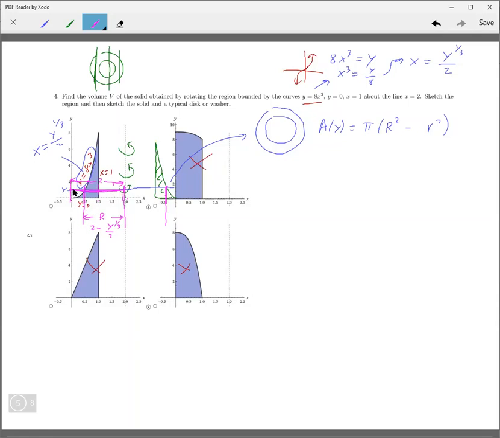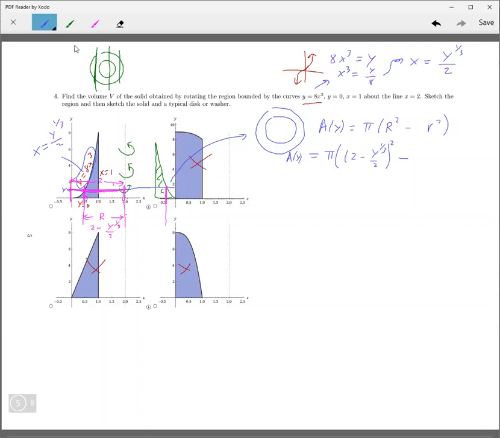So once again, the whole distance is 2. From here to here is 2. From here to here is y to the 1/3 over 2. So that's what x is. And this is x right here, and x is y to the 1/3 over 2. So that's this distance here. So this distance from there to there is going to be 2 minus that. So that's going to be 2 minus y to the 1/3 over 2, squared.